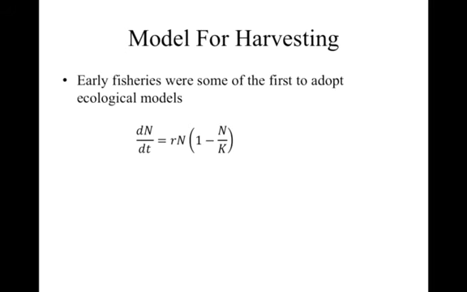So we're going to start with an equation that hopefully by now you're all very, very familiar with. We're going to start with logistic growth. But we're going to add to it. So logistic growth just describes the natural growth of a population to its carrying capacity. But if we're actually harvesting from that population, we need to add a term. We need to add a harvesting term. So there's logistic growth with harvesting.